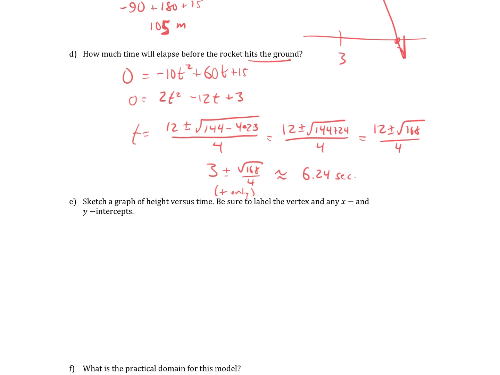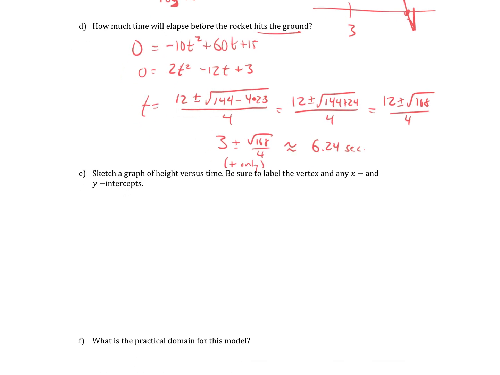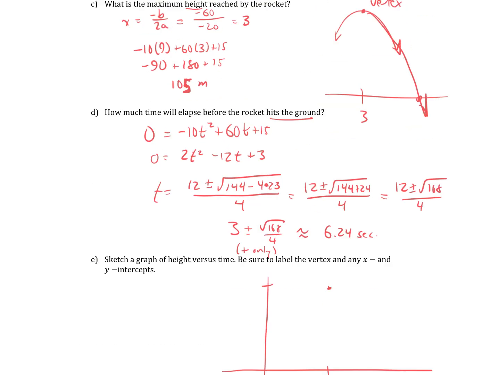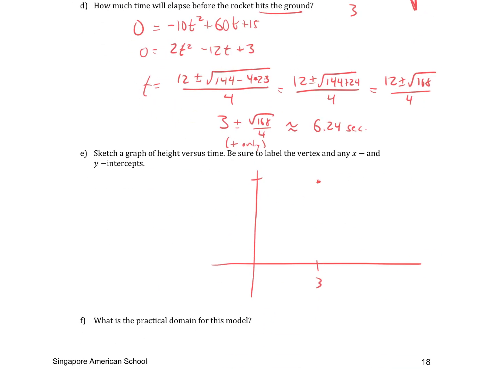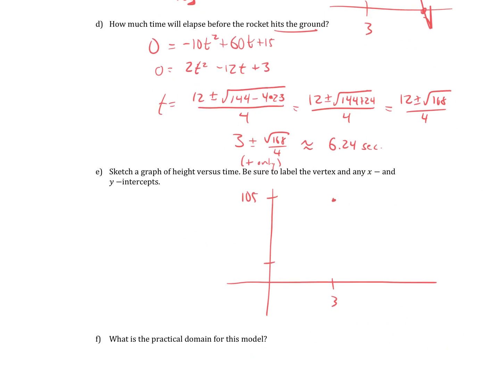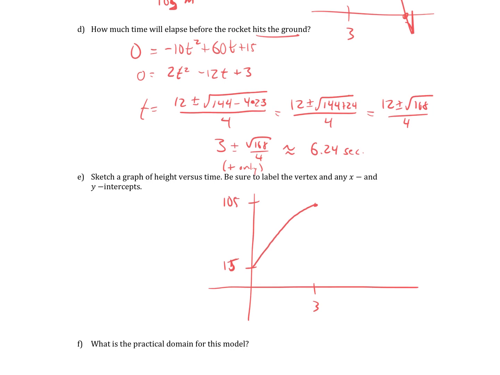Sketch the graph of the thing. I feel like I kind of already did, but now I know a little bit more. This thing hits a maximum at 3. What was the maximum height at 3? 105. At the beginning, it's at 15. If I draw this parabola and go this way, it's going to hit 0 back here at 3 minus whatever, but I don't care about that because it's outside the practical domain. It's going to hit the ground just past 6, at 6.24, so I should label that as 6.24.